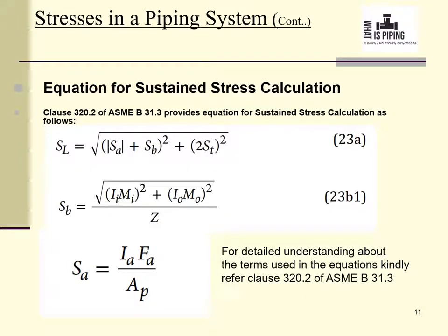Now, how to calculate the sustained stresses? For that also, the code provides us the equations. Clause 320.2 of ASME B31.3 provides the equation for sustained stress calculation. As per that, SL is root over of (SA plus SB) whole square plus 2ST square. It again gives the formulas for calculation of SA, SB. I suggest referring to code clause 320.2 for proper understanding and explanation of all these terms.